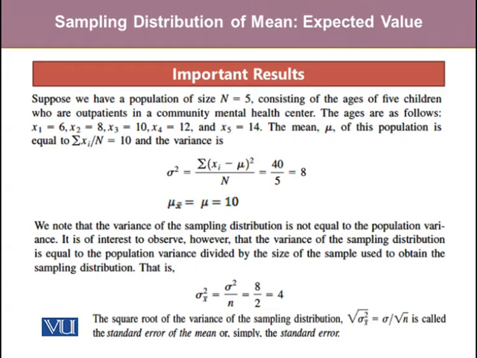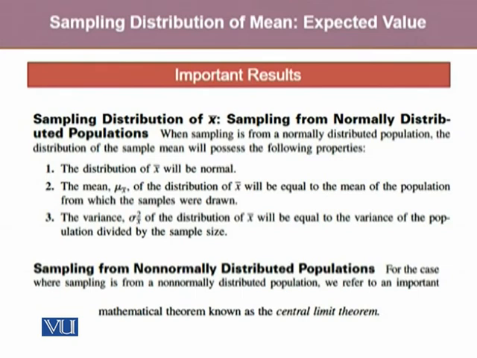The square root of the variance of the sampling distribution is called the standard error of x bar, or simply one can call it the standard error of the estimate. There are a few important results that one needs to know about. The sampling distribution of x bar, if the sample is drawn from a normal population, will always be normal. Moreover, the mean of the sampling distribution of x bar will be equal to the mean of the population, and the variance of the sampling distribution of x bar will be equal to the variance of the population divided by the sample size.